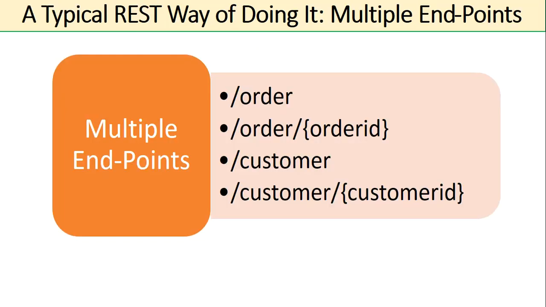In a typical REST way of doing it, we will have multiple endpoints. We will have a slash order endpoint to get all the orders. We will have slash order slash order ID, which is a path variable and a path parameter, so in this template style we will get one single order based on the provided order ID. Then we have another endpoint, slash customer, to get the list of all customers, and slash customer slash customer ID to get details of a specific customer. So you can see that for this scenario, to retrieve the data about the orders and the customers, we will have to rely on four different endpoints.